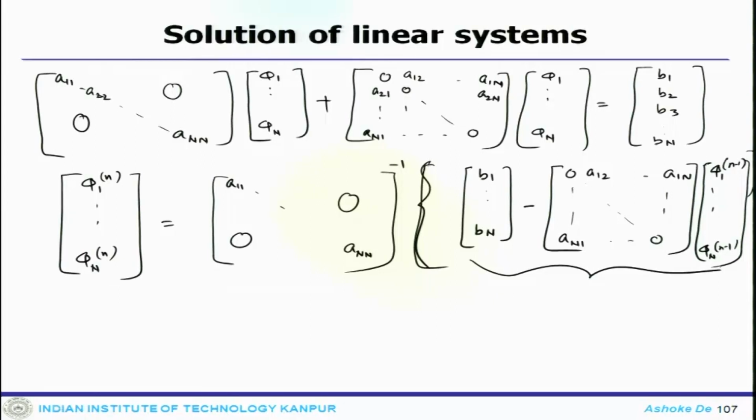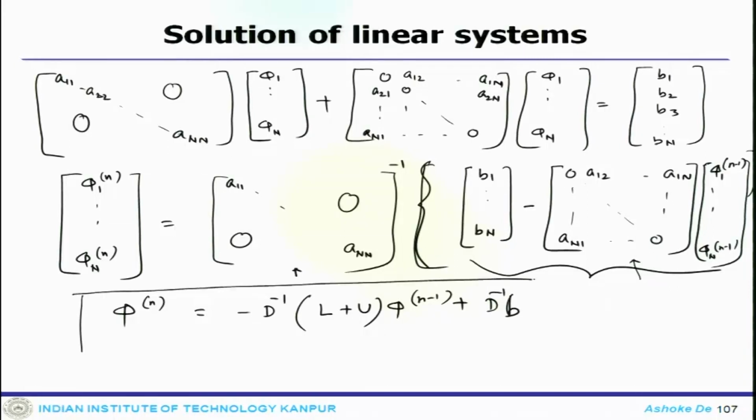So if one has to write this, it is a diagonal matrix, where only the diagonal elements are 0 in the other matrix. If you write it in a more compact matrix form, phi to the power n is minus D inverse (L plus U) phi n minus 1 plus D inverse b. So that's for any quantity.